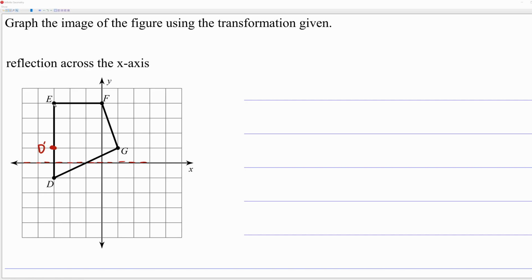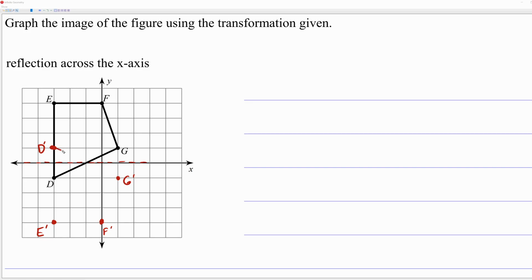Well, what about point E? That's 1, 2, 3, 4 above the x-axis. So now I count 1, 2, 3, 4 below the x-axis. And that's where point E prime will be. Point F is again 4 above. So now I count 4 below. 1, 2, 3, 4. And there's point F prime. Let's see. Point G, this is 1 above the x-axis. Count 1. And then count 1 below. So point G prime is 1 below.